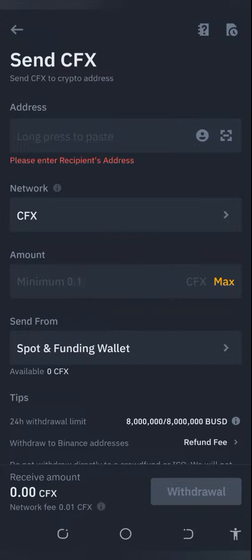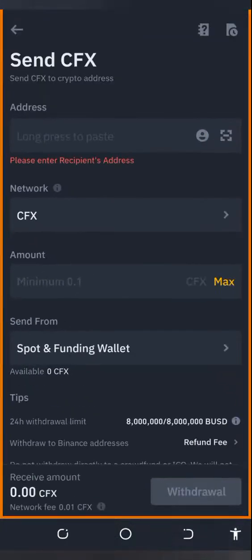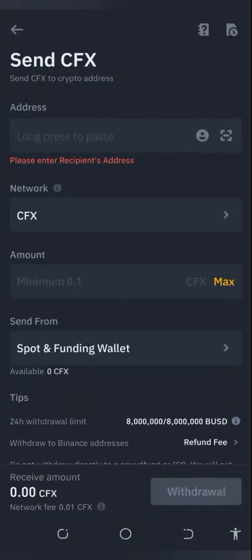Okay, so now what is the minimum that we can send? The minimum is 0.1. Up to 0.1 CFX. Okay, I'm going to do a test. We're going to do a test. Since it's like 15-16% profit, even if it's going to go down, it's not going to go down to like half of that. It's still going to be good.